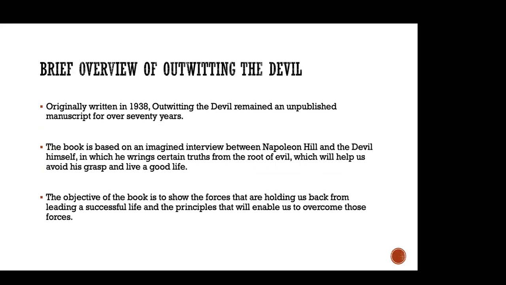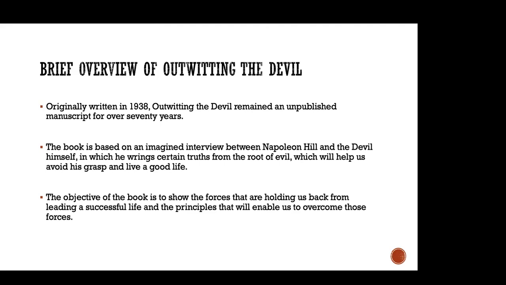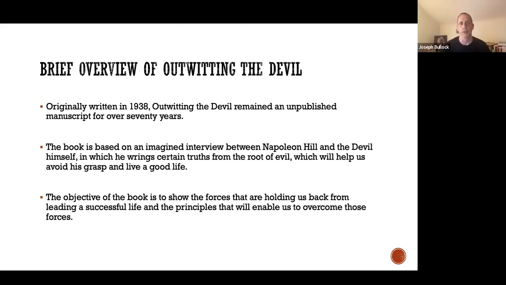So a brief overview about the book itself. It was originally written in 1938, and it remained unpublished for over 70 years. This is primarily because they were afraid of the backlash at the time, because it was very critical of institutions, both religious and educational. And as we go through this, you'll see that theme and why maybe it was not the appropriate time to publish the book back in the 30s.